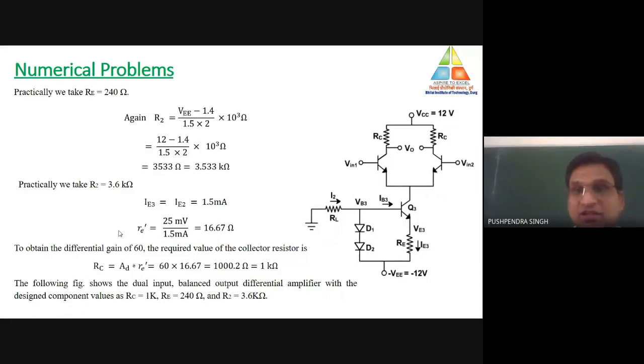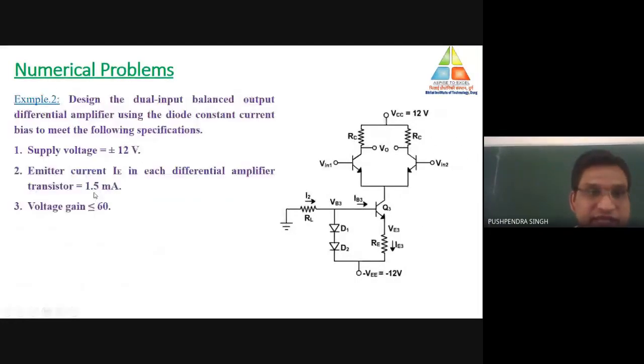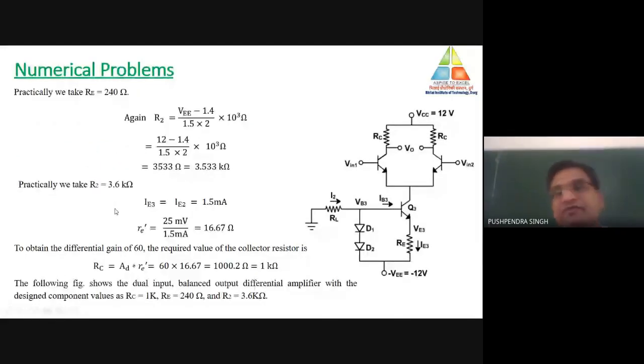Why RE dash? Actually, we want to calculate this RC. In this differential amplifier circuit, we have calculated all the parameters, and the only remaining parameter is RC. For that purpose, the question gives the value of voltage gain AD as 60. From the derivation of differential mode gain of the dual input balanced output differential amplifier, AD is equal to RC divided by RE dash. Therefore, we need to calculate the value of RE dash.